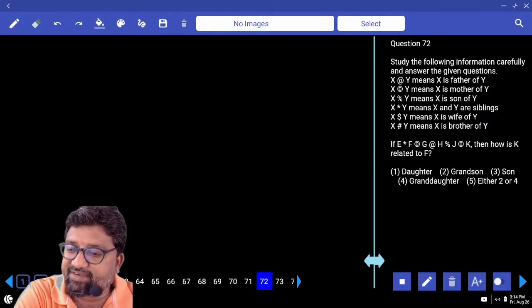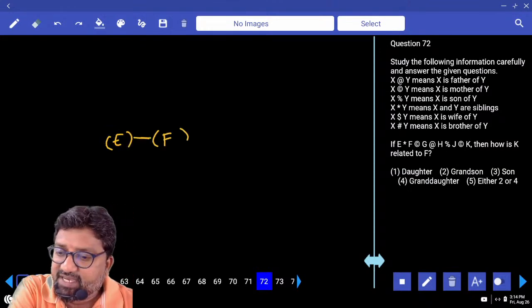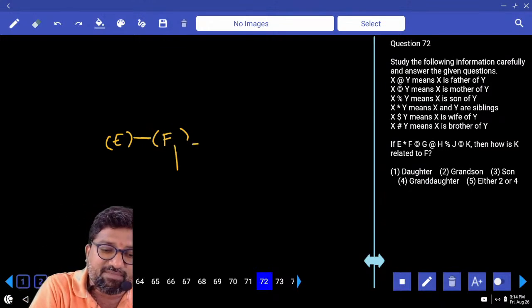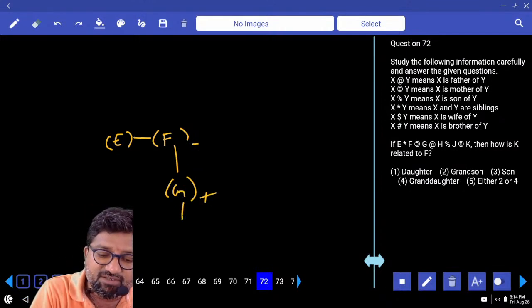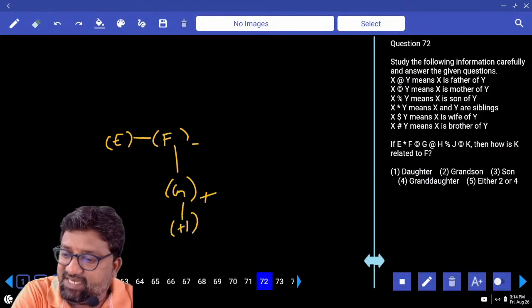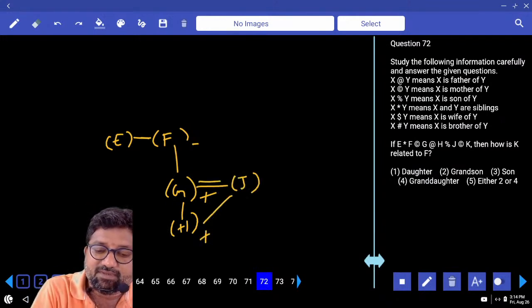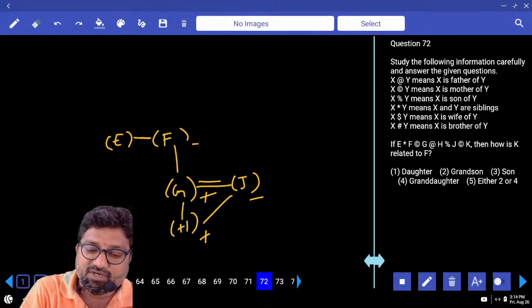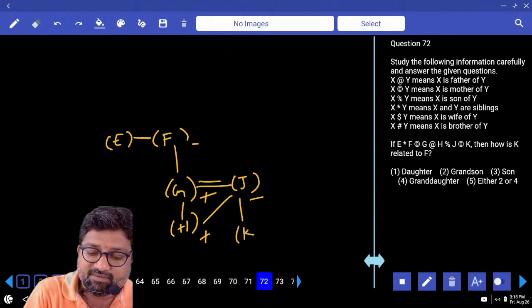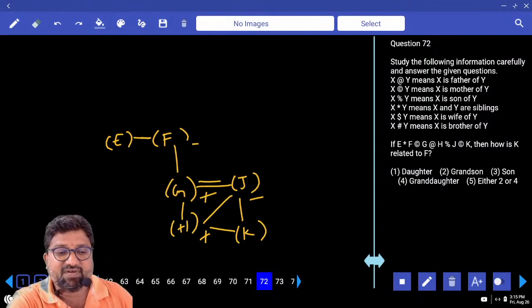Next, E star F. E is the sibling of F. I don't know who is brother and who is sister. F copyright G. F is the mother of G. G at the rate. G is the father of H. H percentile. H is the J is female. J copyright K. J is the mother of. These two are siblings. How is K related to F? How is K related to F?